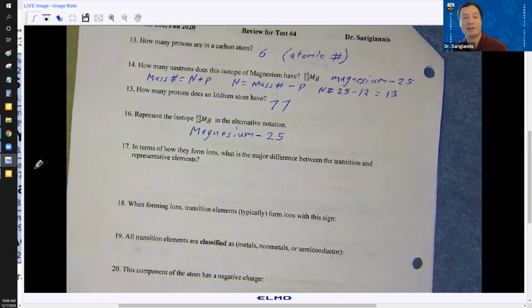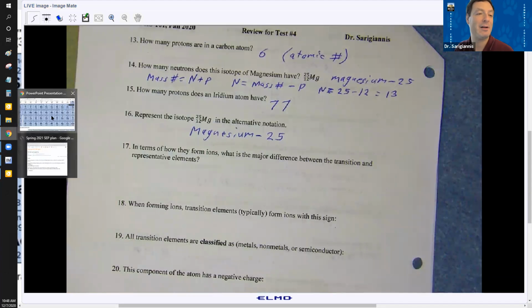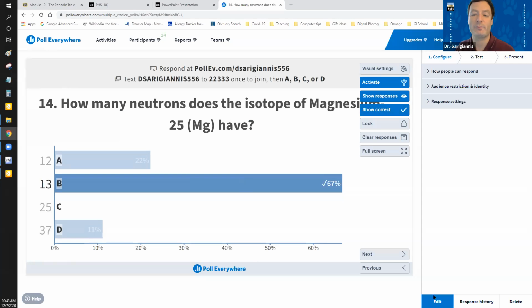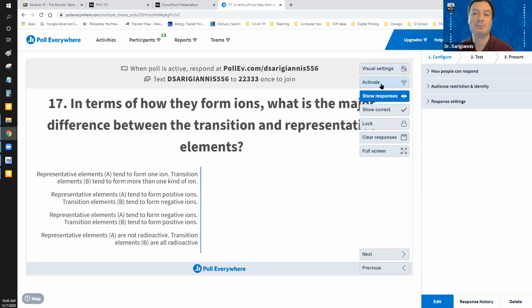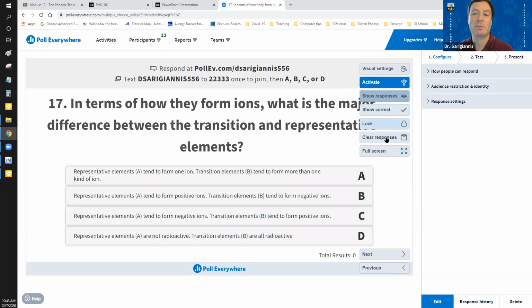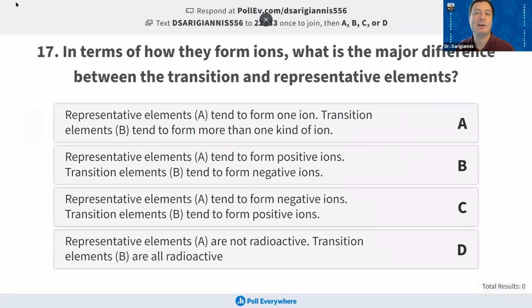Let's do one more of these polls real quick. So in terms of how they form ions, what's the major difference between transition and representative elements? So take a minute to fill that one out, and then I'll write it down.